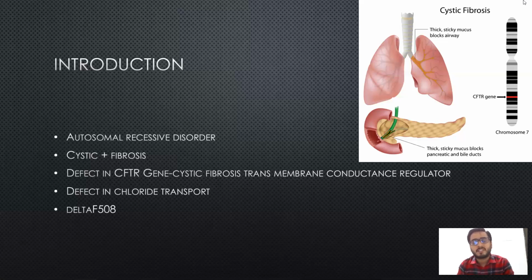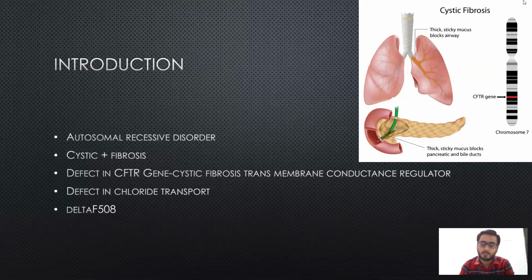Basically, cystic fibrosis has a large number of CFTR gene mutations. More than 1800 mutations have been seen in the CFTR gene. So it is not easy to diagnose cystic fibrosis because there are a large number of gene mutations. The most common mutation found in cystic fibrosis patients is delta F508.